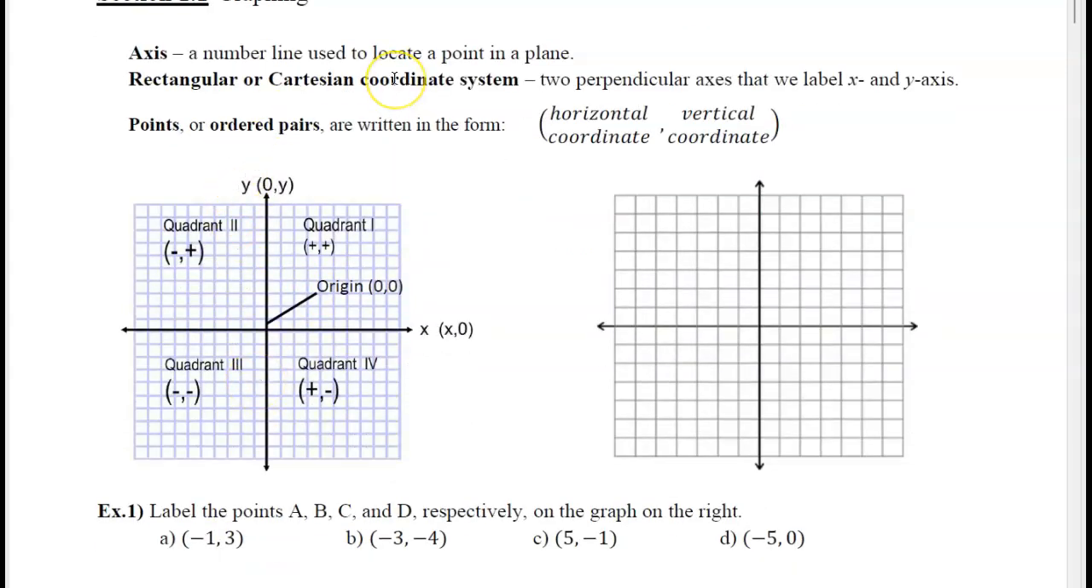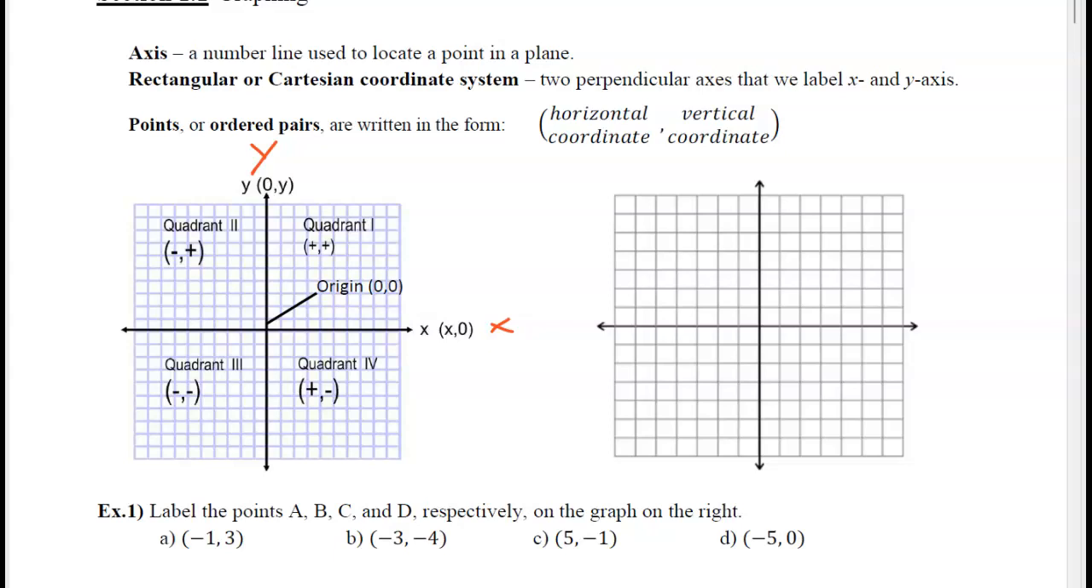Now the rectangular Cartesian coordinate system has two perpendicular axes that we label the x and y axis. These pictures represent rectangular or Cartesian coordinate systems. A lot of times you might just think of them as a graph. Our y-axis is up here. Notice the y on top, so y-axis, and the x-axis is over here. One way you can keep it straight: the y-axis has the long line, and so it continues down.